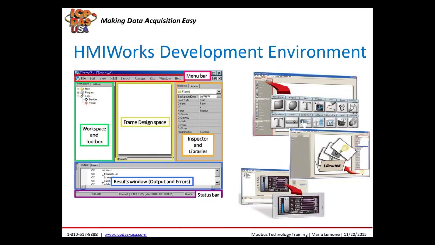HMIWorks is a drag and drop, easy to use development environment. There's a frame design space in the middle that shows what will show on the actual touchpad screen. There's a workspace and toolbox on the left for connecting to and communicating with different equipment. There are inspector and library tabs on the right for setting attributes to items on the screen like color and on-click events. There's a debugging window at the bottom for testing outputs and errors.